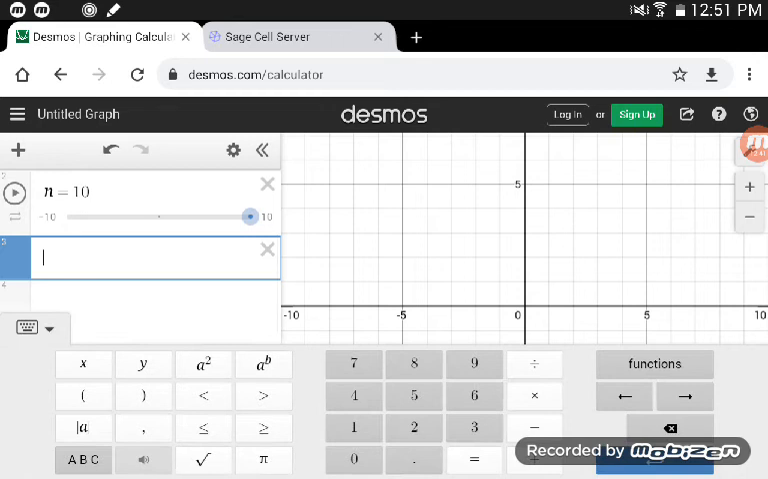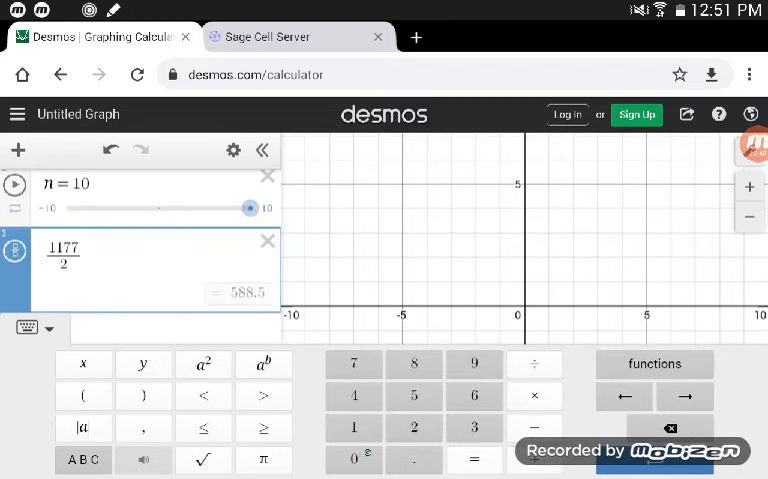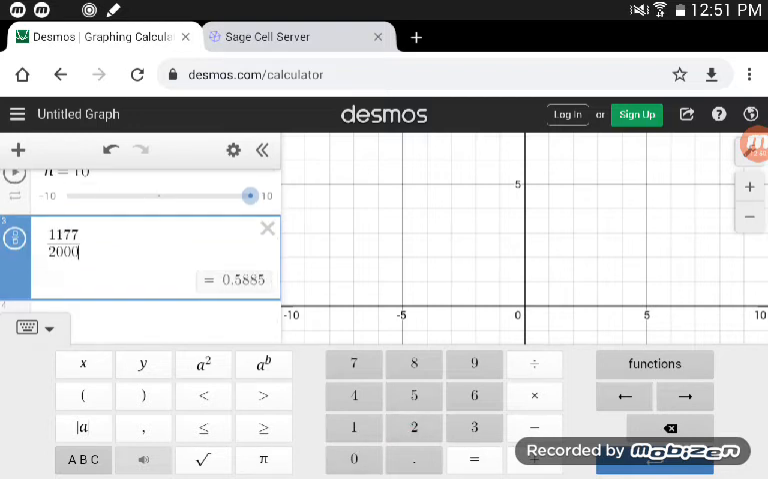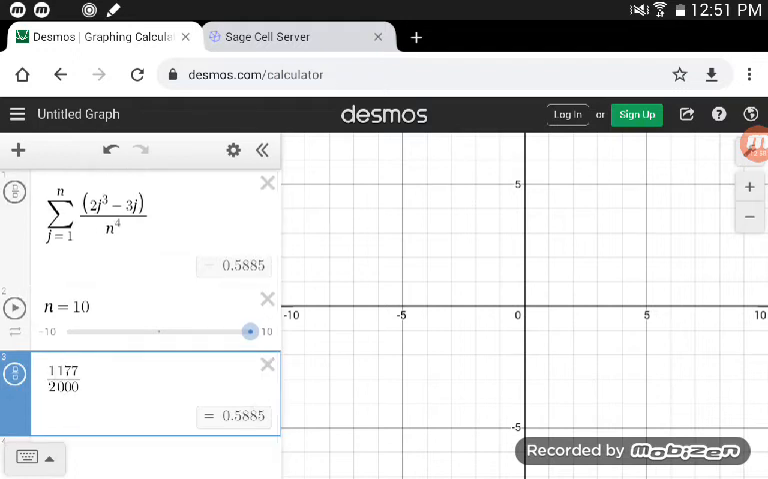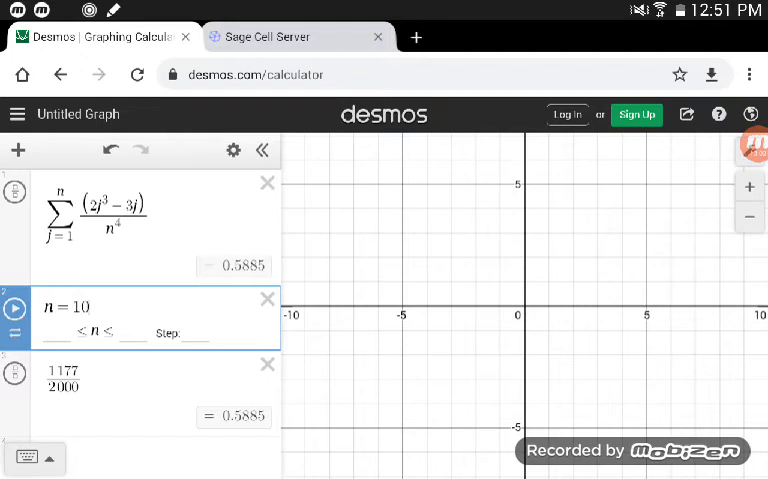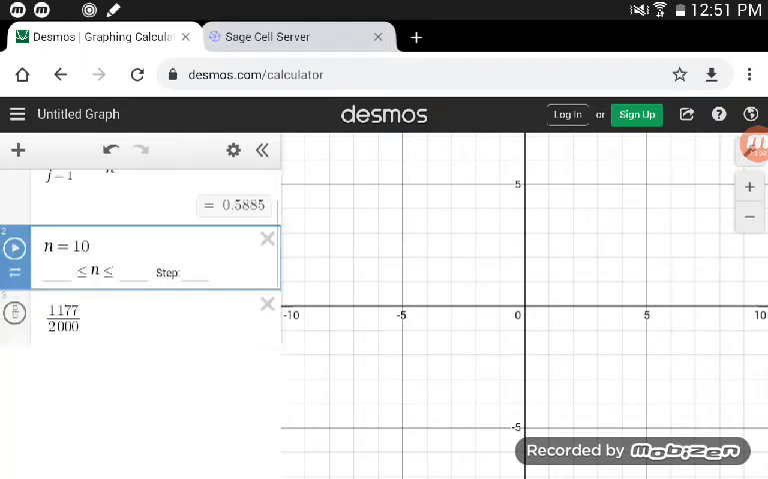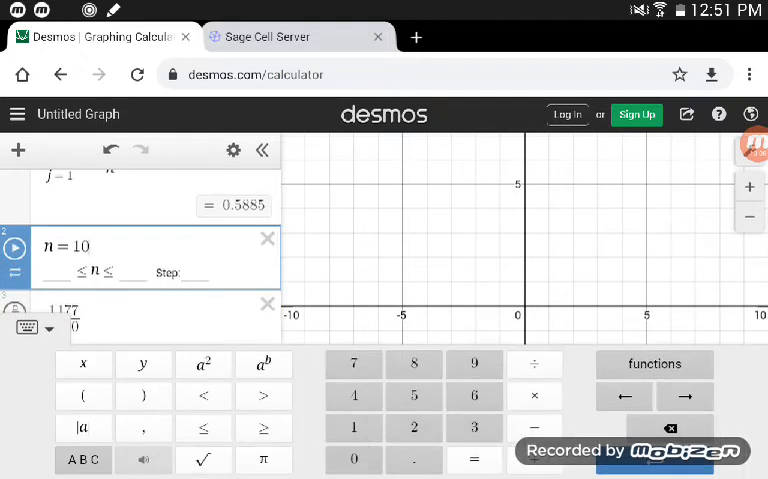What was it? It was 1177 divided by 2000. And there we go. 0.5885. So same answer. Okay, and we were able to do it this way, and then, you know, just very quickly I can add another 0 here, get that evaluated numerically that way, 0.5089.